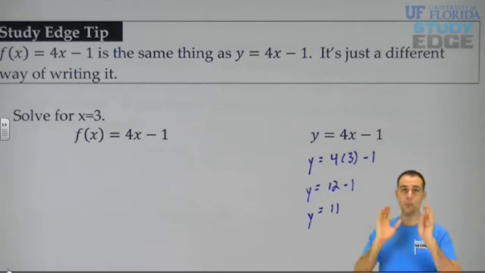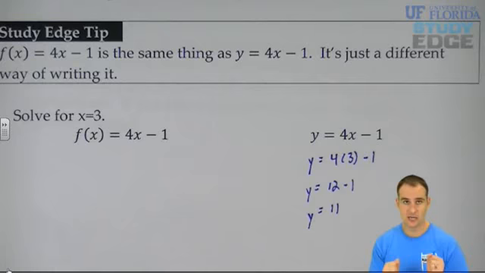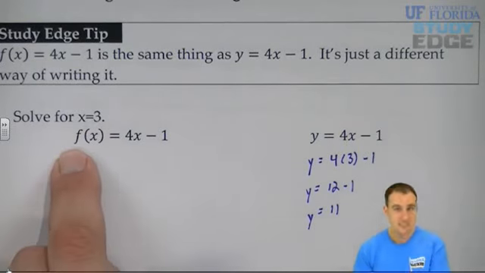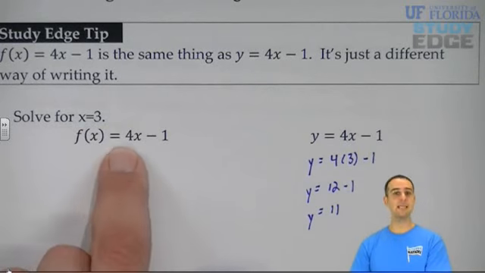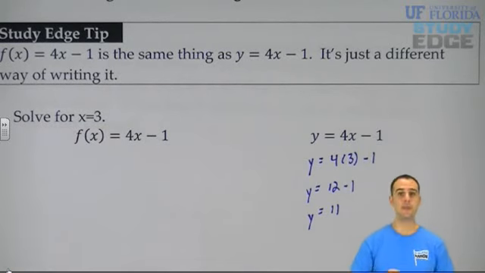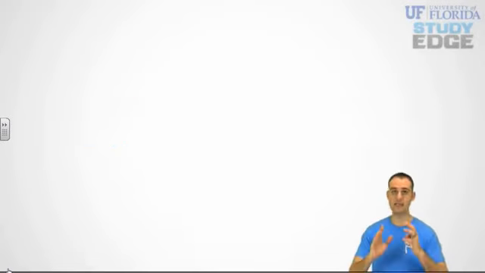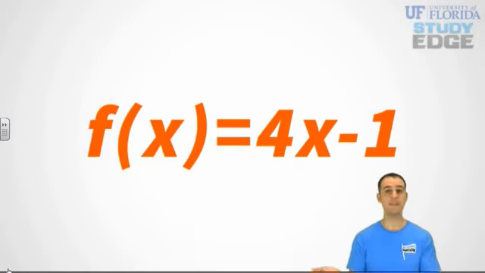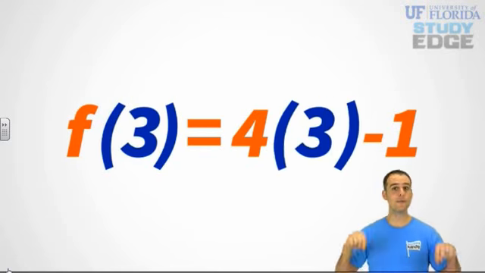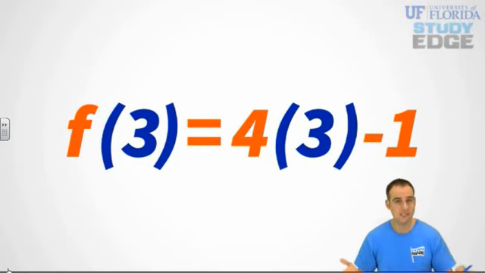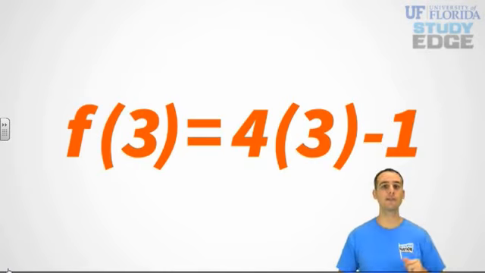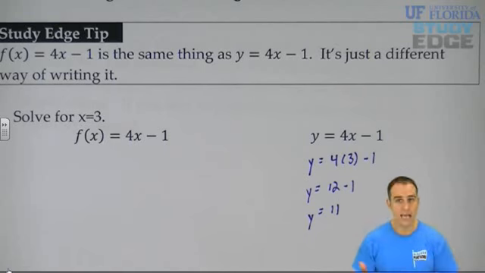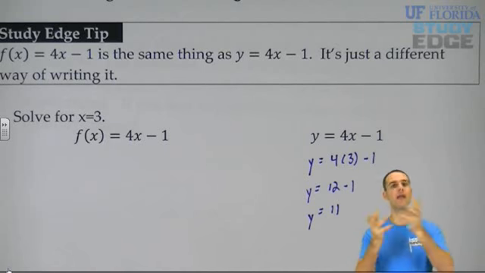Same idea will be used for function notation. Here, when I say solve for x equals 3, I have f of x, that means a function of x, is equal to 4x minus 1. So if I'm going to plug in x equals 3 into this function, f of x equals 4x minus 1, take the x's, plug in a 3, and then go ahead and simplify. And that is how we're going to be using function notation. We input our x to output our y, or we have an input for an output.